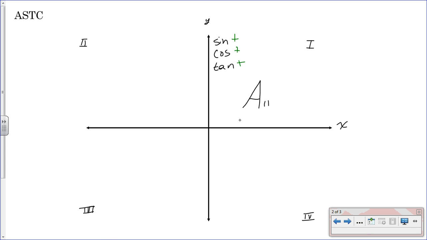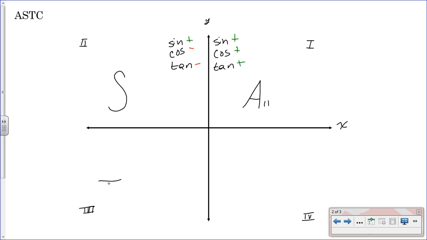Now the S is right here, and what that means is only sine is positive. So you have your functions sine, cosine, and tangent. Your sine is positive in this quadrant, but your cosine and your tangent are both negative.